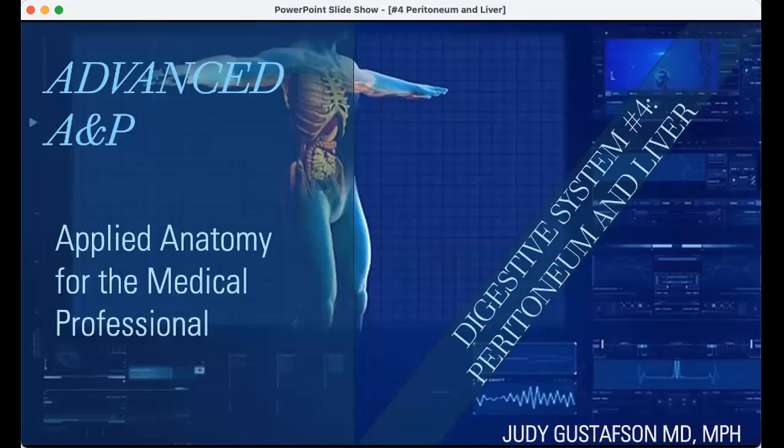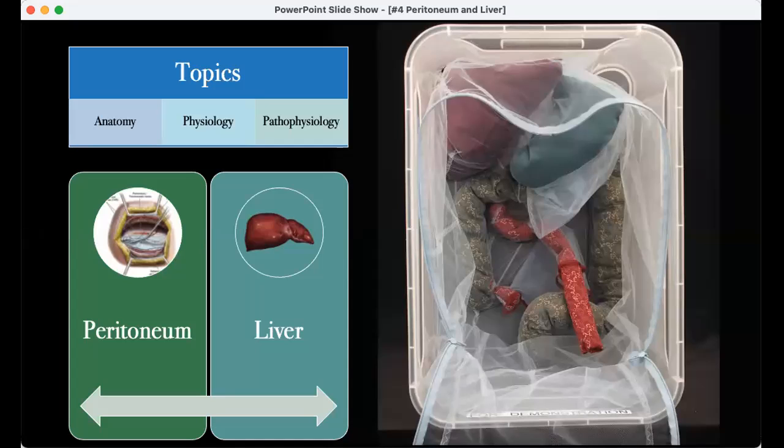All right, this is the fourth in the series on the digestive system. We're talking about the peritoneum and the liver. With the topics, we're going to talk about the specific anatomy, the physiology, and quite a bit of pathophysiology.